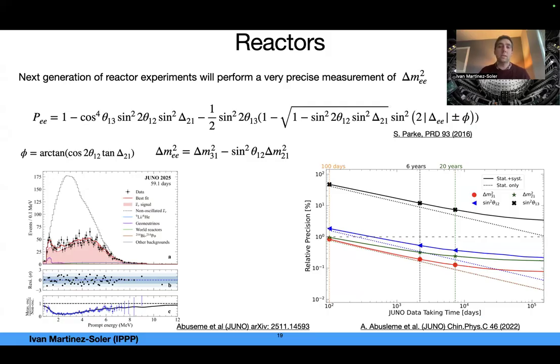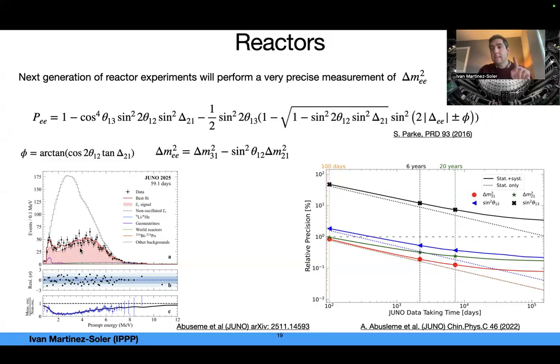And what they are essentially doing is constraining this delta EE parameter, which is an effective combination of the atmospheric mass splitting and the solar one. The precision of this experiment is amazing, and they are planning to measure this delta EE parameter with a sensitivity below the percent level, as we can see here in the right plot. And in the left plot, what we have is the first data published by JUNO after 60 days of data taking.